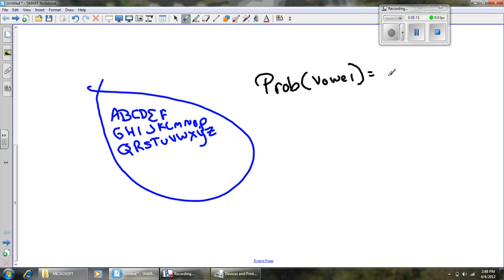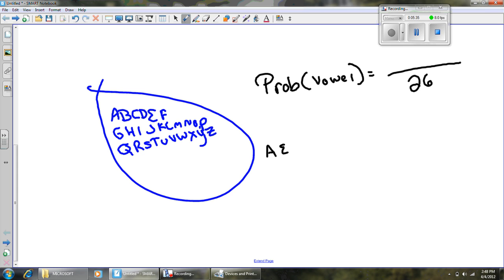Well, first of all, there's 26 letters in this bag, A through Z, right? 26 letters. How many total outcomes are there? Well, there's 26 possibilities. You might draw an A, you might draw a B, you might draw a Q. There's 26 different outcomes. Now, how many vowels are there? Well, typically speaking, there's only 5.